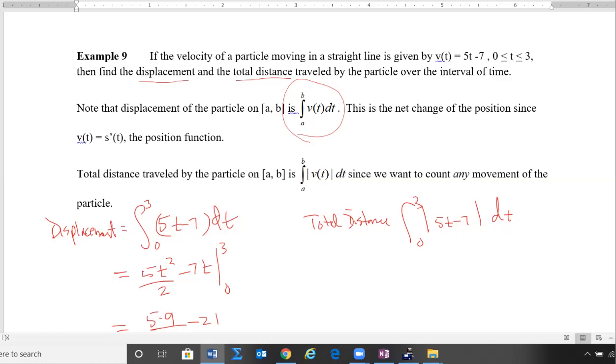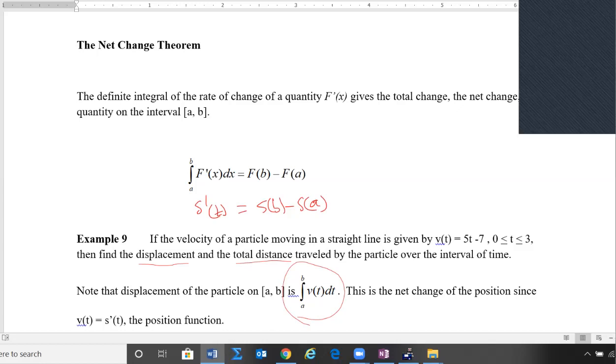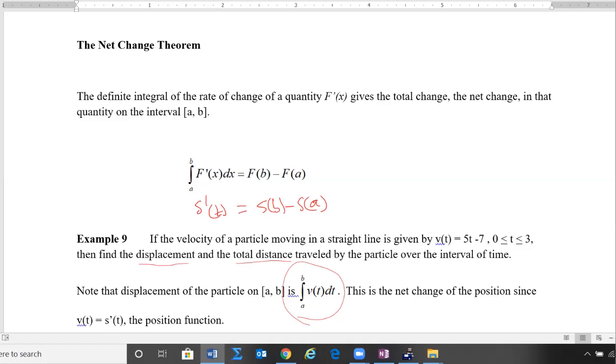This will give us the complete, like we set up here. This gives us the net change. In other words, what's the difference between, in our case, we're working with v here, which is s prime. So that'll be s of b minus s of a. So that gives you the distance in the position function. And that doesn't account for negatives, let's put it that way.